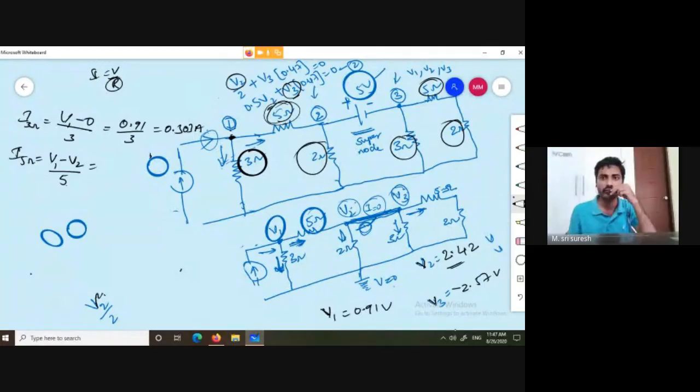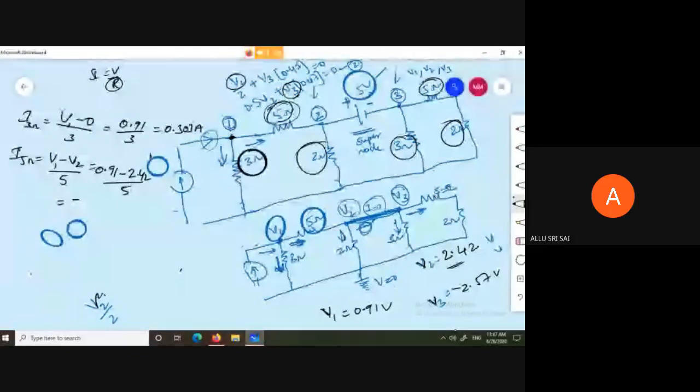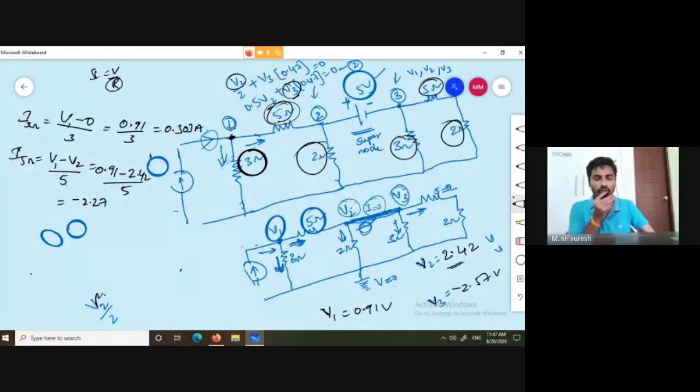Now we have already calculated V1 and V2. Substitute those values. 0.91 minus 2.42 by 5. What is the value? Minus 0.30 amperes, not 2.27. Okay, I have calculated it.